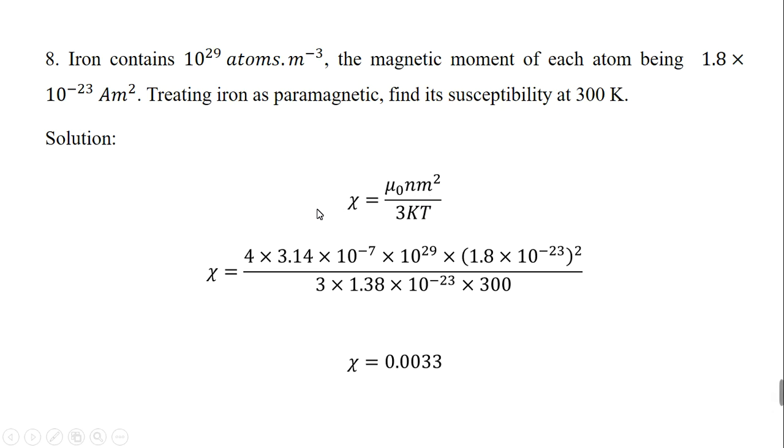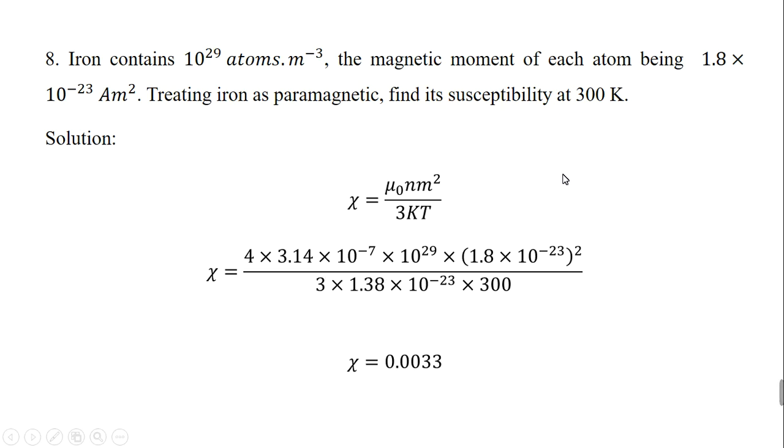Now all the values are given to us, we can do this calculation. Mu naught is nothing but 4 pi into 10 raised to minus 7, the permeability of free space. And n is given as 10 to the power 29 per meter cube. You substitute that value. The magnetic moment is also given here, 1.8 into 10 raised to minus 23, squared, divided by 3 and the Boltzmann constant. This k is nothing but the Boltzmann constant. You substitute the Boltzmann constant value.